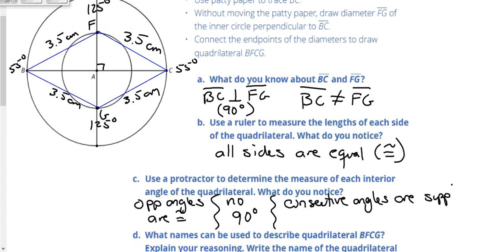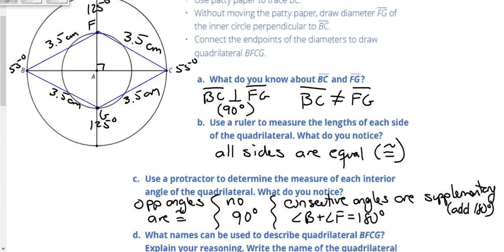So again, remember supplementary adding to 180. Okay, and I'll just do one here. Angle B plus angle F is equal to 180. And then it could just continue on: F plus C, C plus G, G plus B.